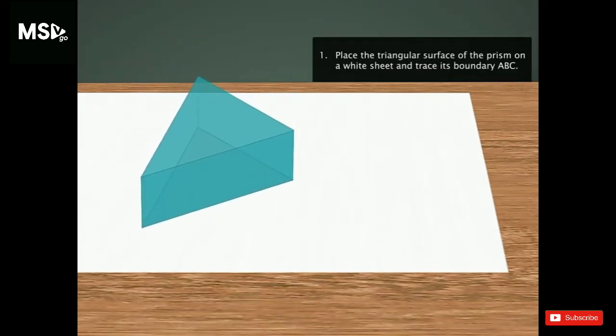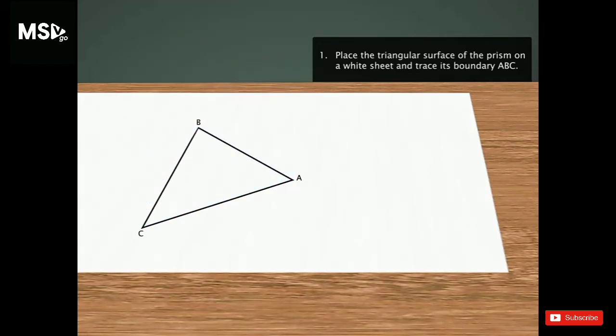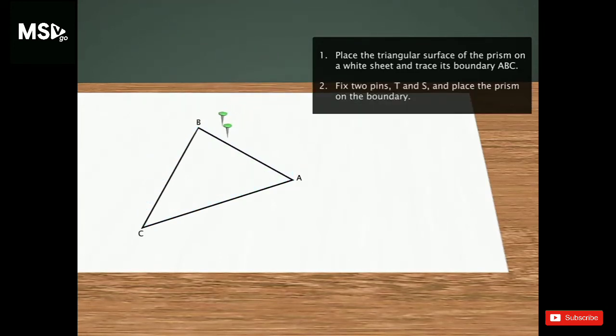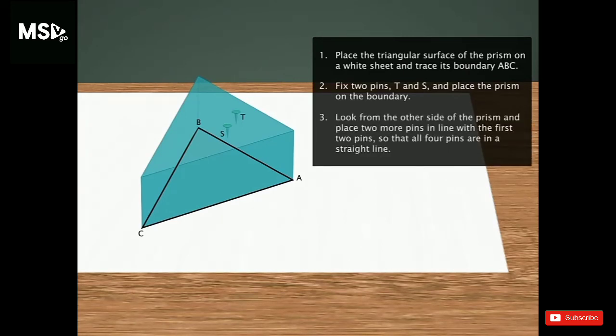Now, let's trace the path of light through a prism. Place the triangular surface of the prism on a white sheet of paper fixed on a drawing board and trace its boundary as ABC. Remove the prism. Fix 2 pins T and S on one side. Place the prism on the boundary ABC. Look through the other side of the prism and place two pins Q and R in such a way that all the four pins are in the same line.